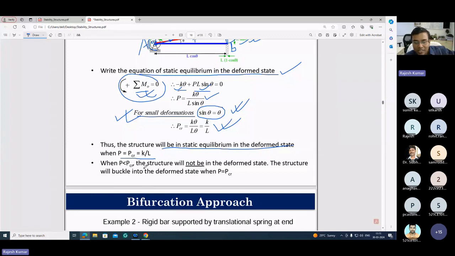So when P is less than PCR, the structure is not in the deformed state. Look at this statement: P less than PCR, the structure will not be in the deformed state. The structure will buckle into the deformed state when P is equal to PCR.